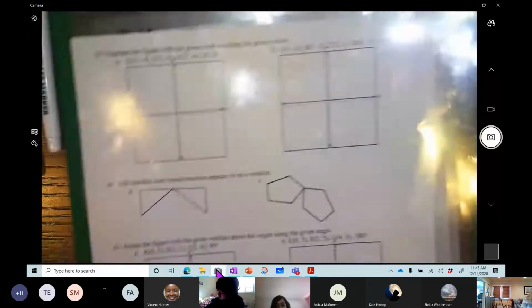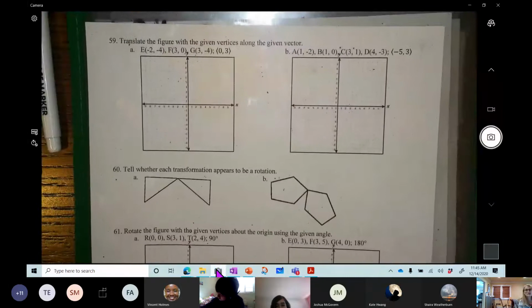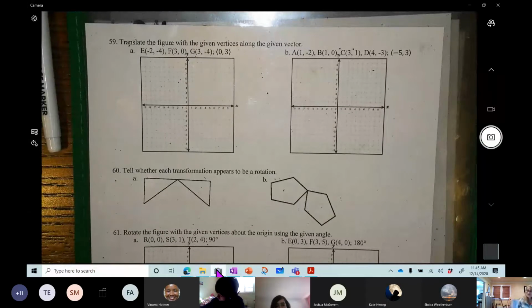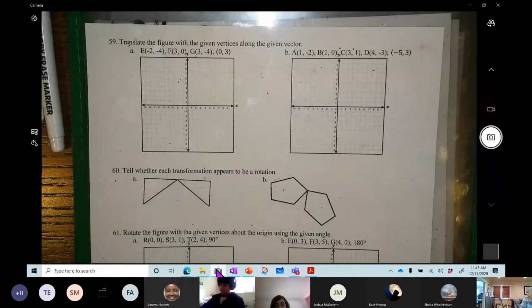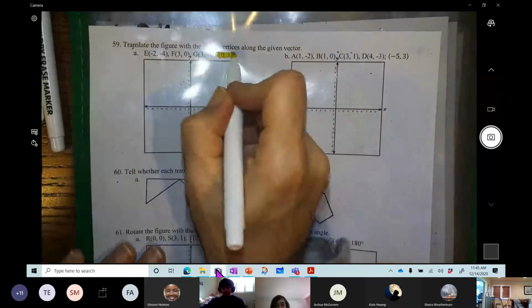So here we are on number 39. Again, we've got lots more graphing here. So now we're going to translate. So we have to remember what some of our vocabulary is, what some of our notation is. Translate just means move it sideways or up and down.